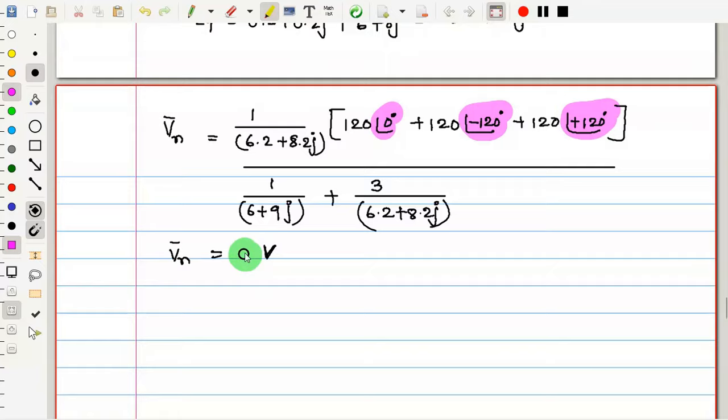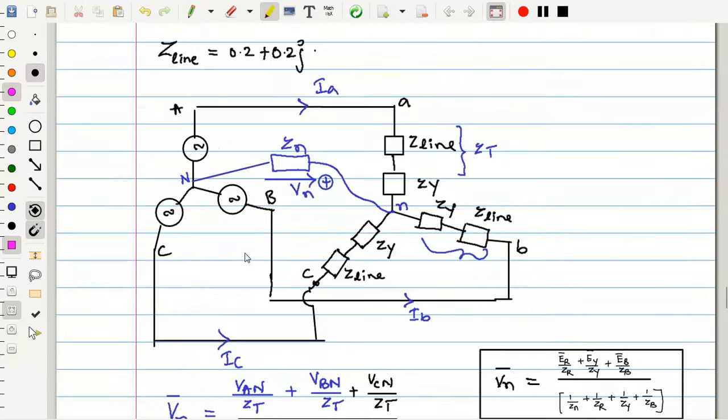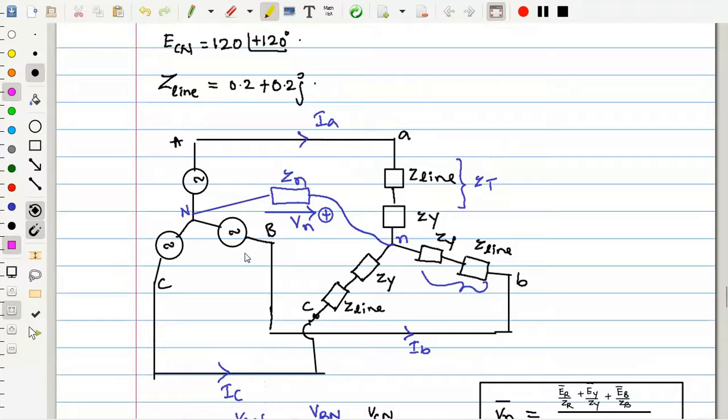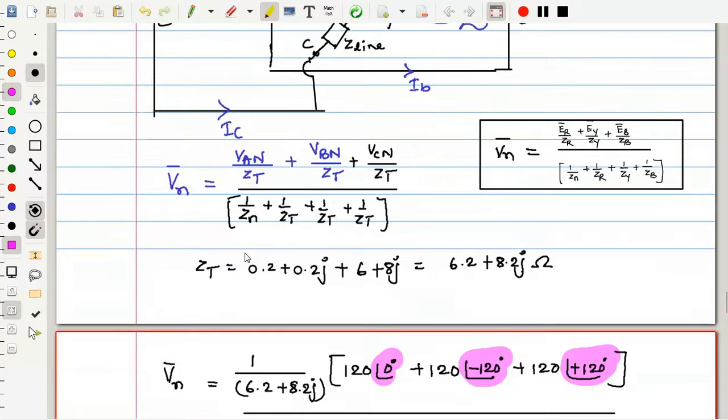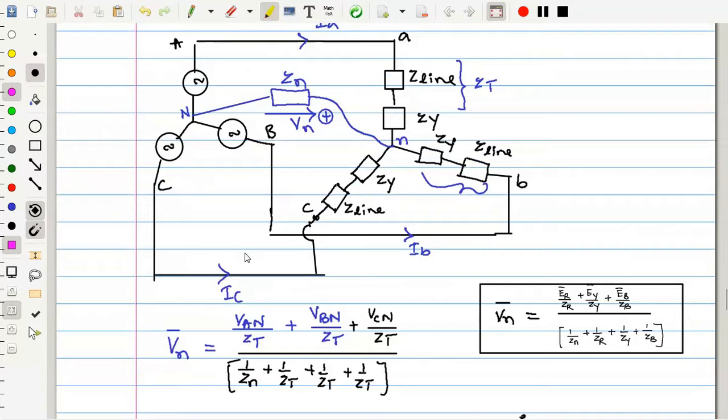Then why did we make so much effort, you may ask. But if it is unbalanced, then there will be difficult situations. That's why, to be practiced, we calculated through the formula. So we realized that for a balanced system, neutral voltage is 0.